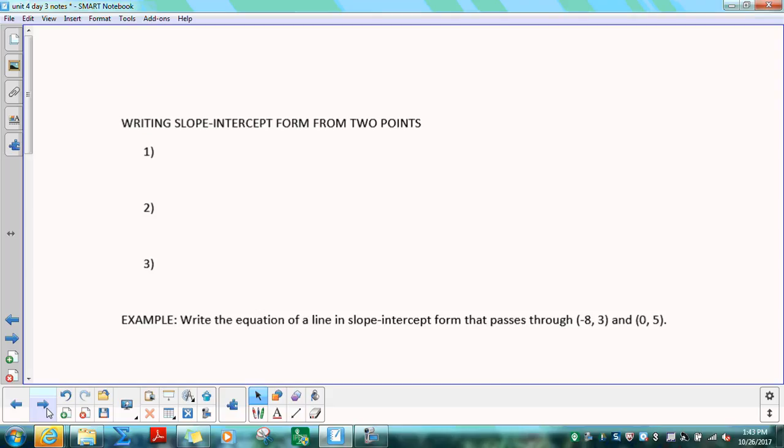Okay, the last thing we need to do, because this is the last page, is writing slope-intercept form from 2 points. So all they gave you were 2 ordered pairs. Okay? Step 1, when we're given 2 ordered pairs, we can find the slope. So find the slope first. Once we have the slope, it's pretty much exactly the same as the last example. We have a point. We use one of the points.